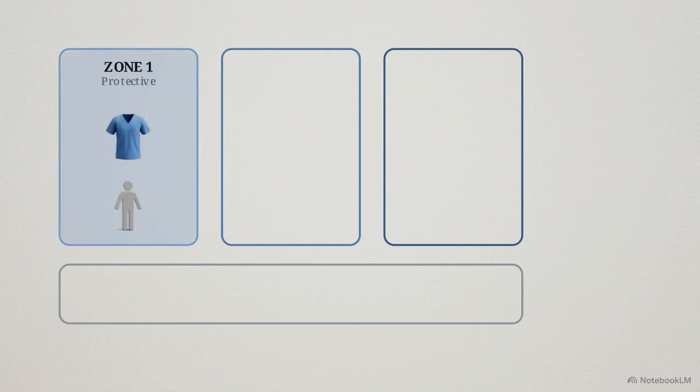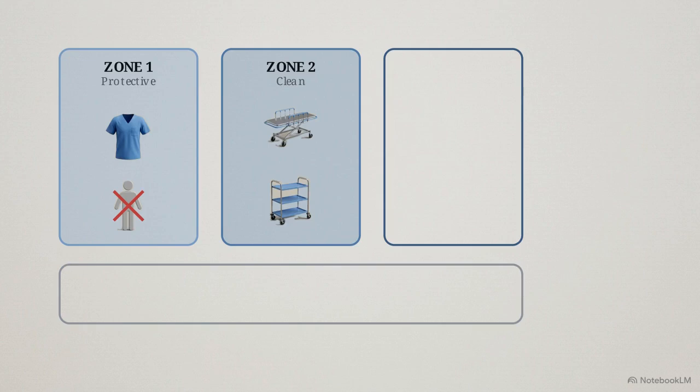Zone 1 is the protective, or outer zone. This includes the reception desk, staff changing rooms, and the patient holding area. This outermost perimeter provides the first physical barrier. It strictly controls entry from the rest of the hospital and strips away unnecessary visitors.